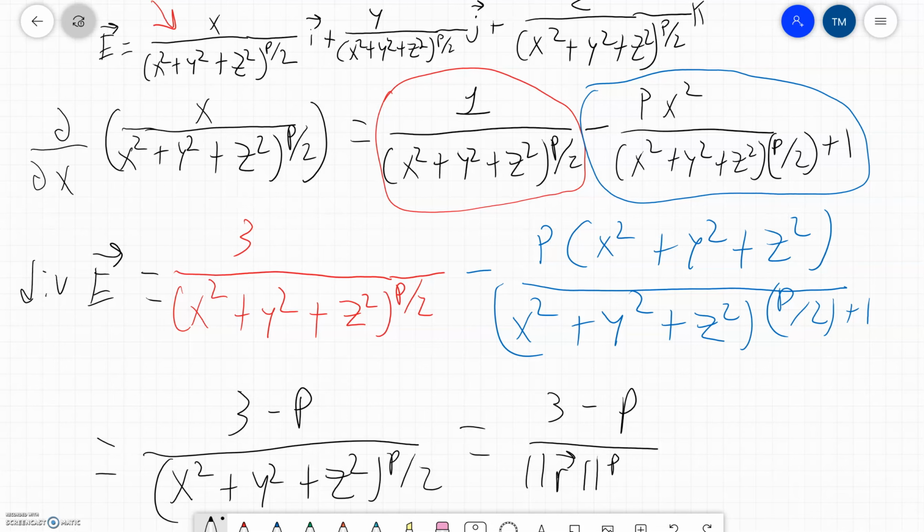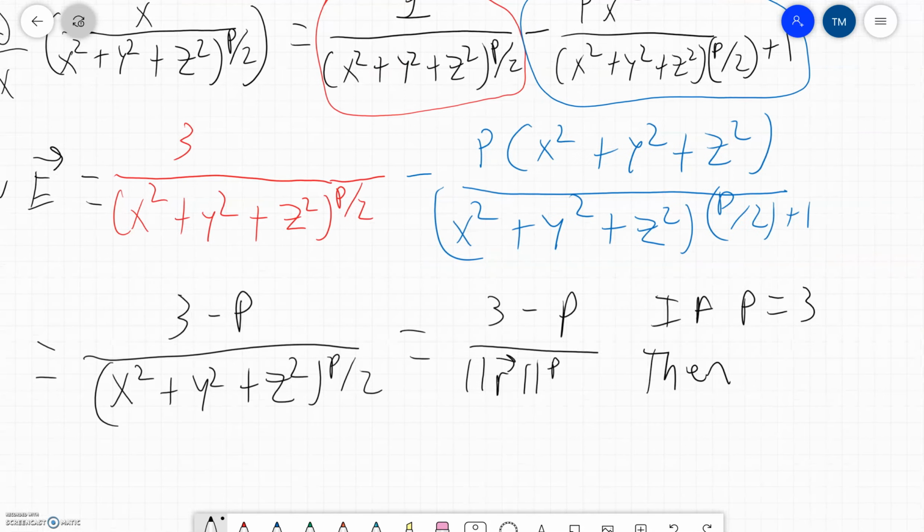Now, remember I said p is some constant, right? So the constant that is going to make it equal 0 will be 3. So if p equals 3, then all of this equals 0. And there you have it for the divergence.